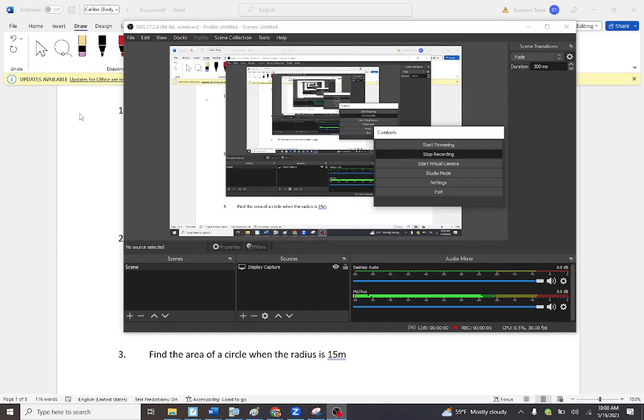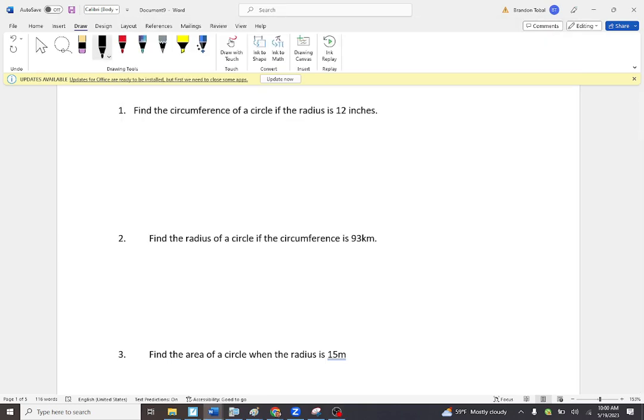Started recording. All right, let's talk about this. This is going to be a practice test. This is basically how your test is going to look. The only difference is I'm going to give you a formula sheet. I'll put it in the front. I'll post the formula sheet. The nice one that you want, actually.